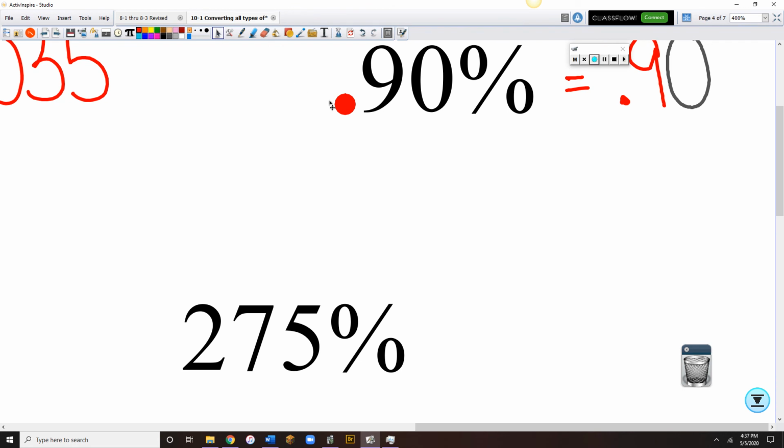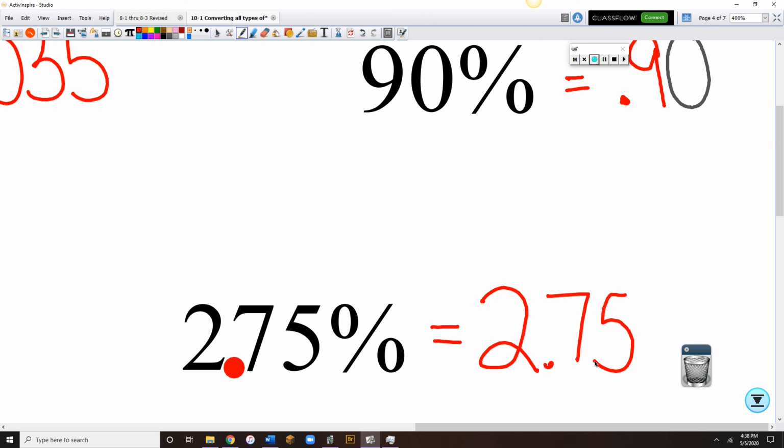Sometimes you have really big percents. If you have a really big percent, it still moves over 2 places. There's a misconception with a lot of students that percents just mean plop the decimal out in front of the number, and that's not how it works. That works sometimes, if your percent is 2 digits and a whole number, but it doesn't work at any other time. So this would be 2.75.